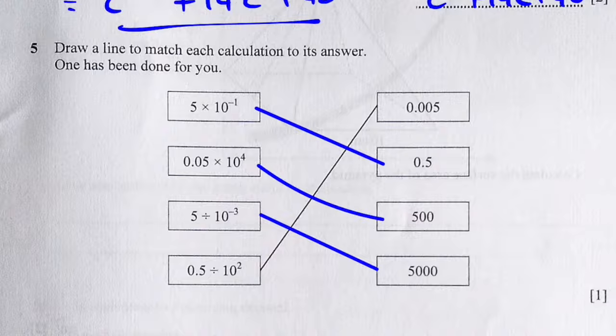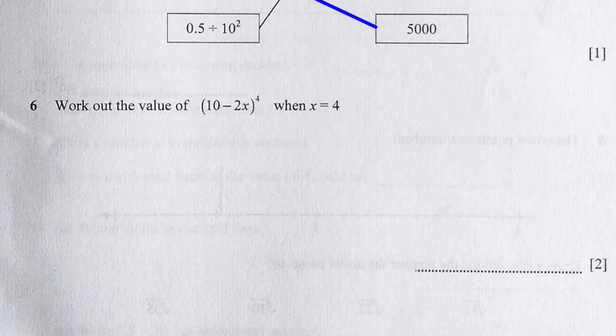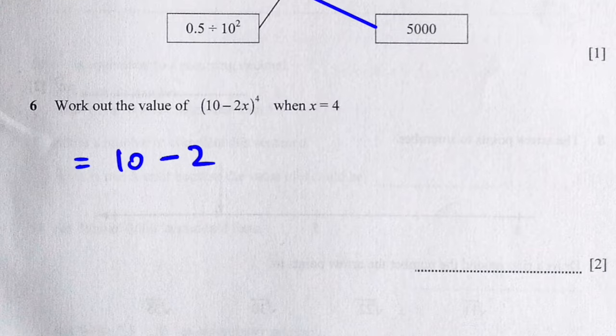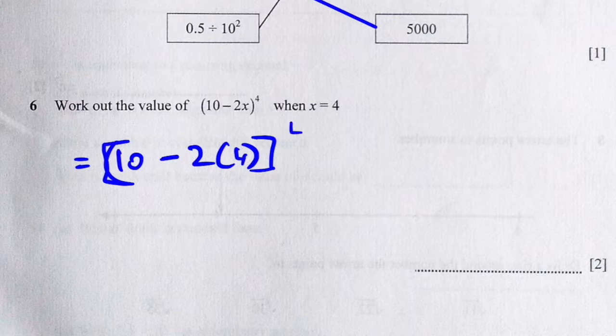Let's go to question 6. Work out the value of (10 minus 2x) to the power of 4 when x is equal to 4. That will be equal to 10 minus 2 times 4, because x is equal to 4, and the full thing is raised to the power of 4.